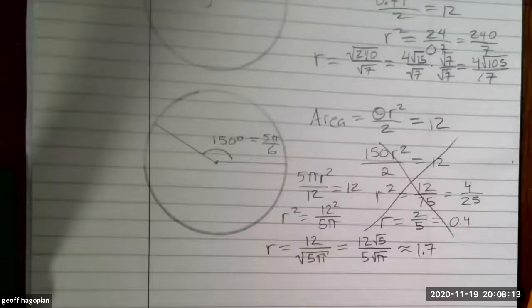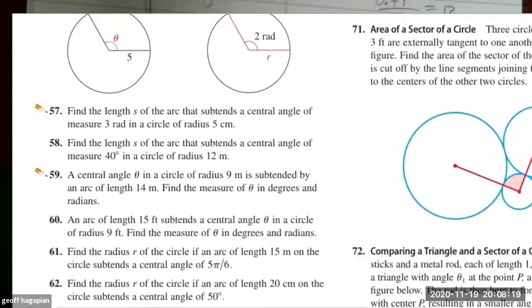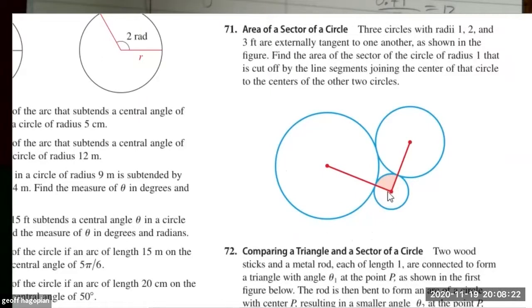Okay, so we want to be here in the book, and how about this one here with the circles? This is kind of fun. The area of a sector of a circle. So we've got circles with radii 1, 2, and 3 externally tangent to one another, as shown in the figure. Find the area of the sector of the circle of radius 1 that is cut off by the line segments joining the center of the circle and the diameters of the other. Can we reproduce this picture? So we want a circle of radius 1, 2, and 3, huh? Okay. Let's see if we can do that.